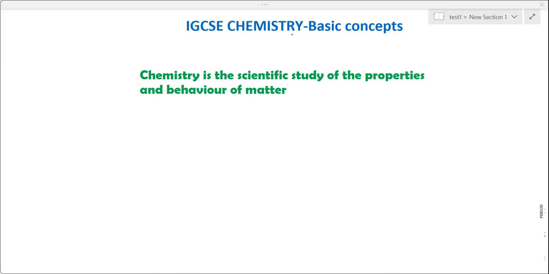Today we are going to study some basic concepts of chemistry. We know very well that chemistry is the scientific study of the properties and behavior of matter. When we study chemistry, it means we are learning about matter, right? We are doing a study of matter. And what is matter? Matter is anything that occupies space and has mass in it.